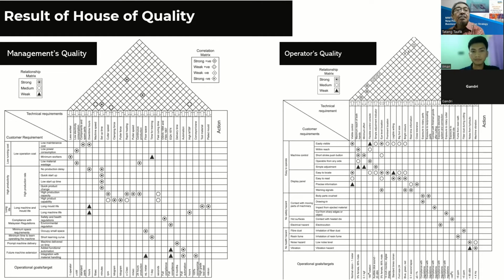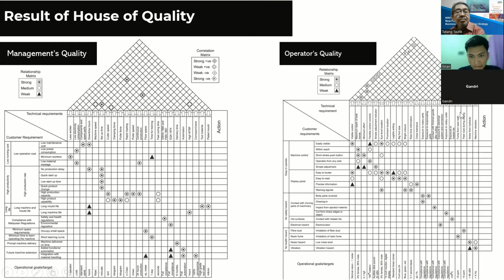We can see also the first is easy to operate. This is divided into two types. The first is machine control. These are easily feasible, within reach, short stroke, fast button, operable from any side, and also simple adjustment. So for the display panel, the technical requirements are easy to look, easy to read, warning.